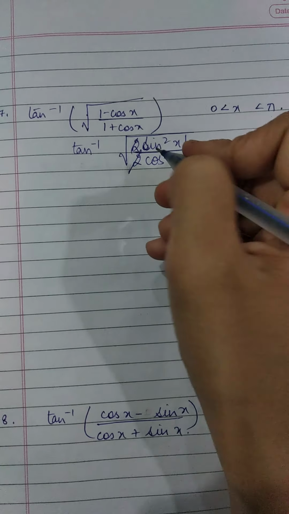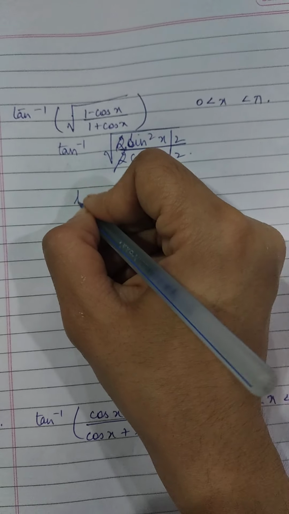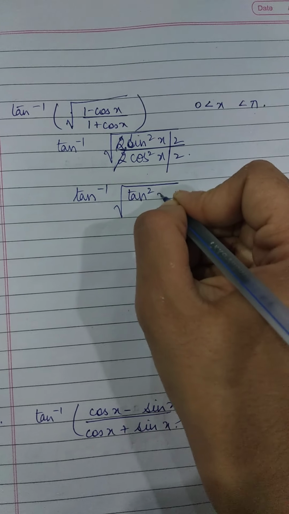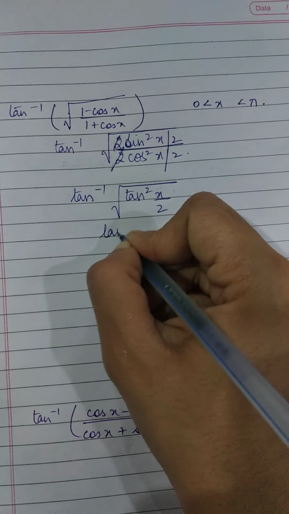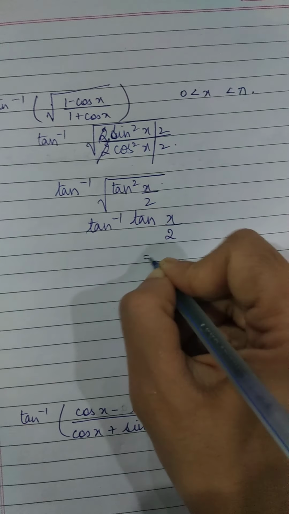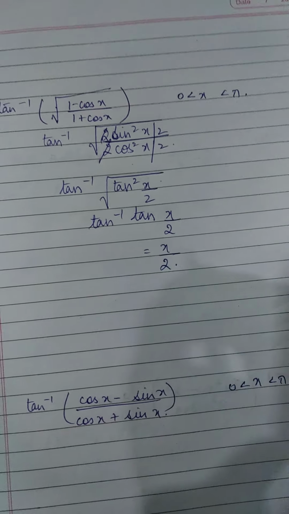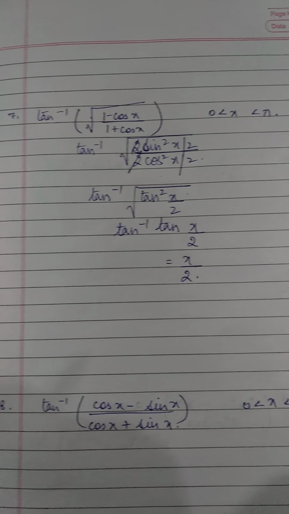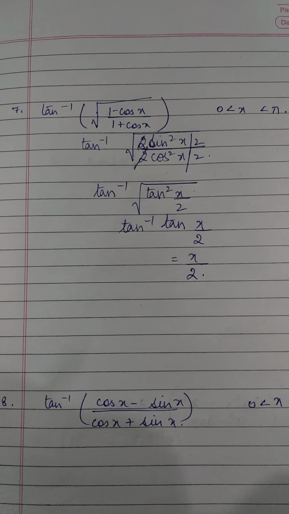2 and 2 get cancelled. Sine square upon cos square. This is under root of tan square x by 2. So that is tan inverse tan of x by 2. So this is equal to x by 2. Right? This is one of the simplest ones. Question number 7 done. Moving on to question number 8.